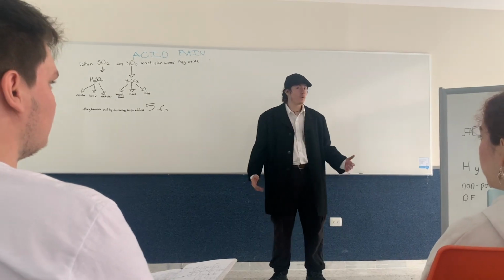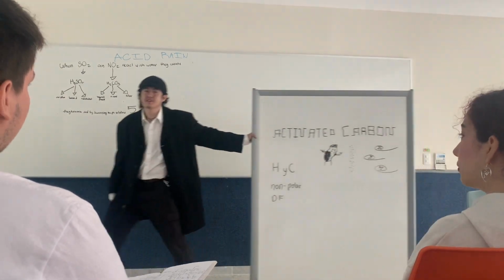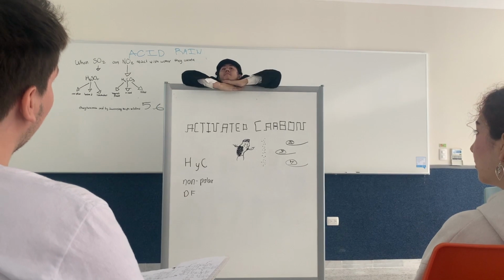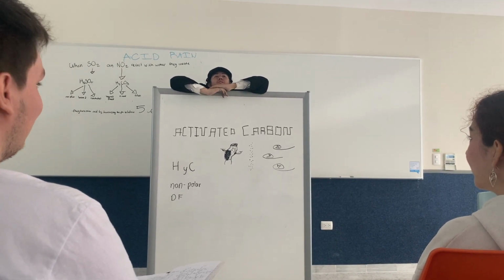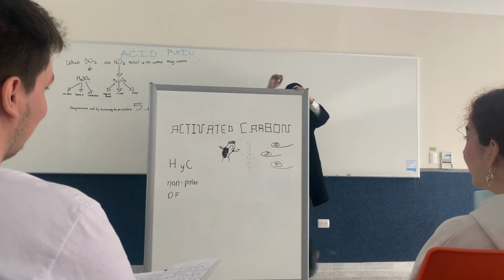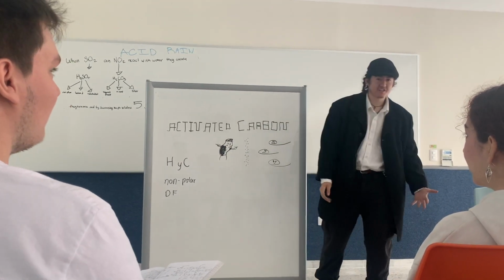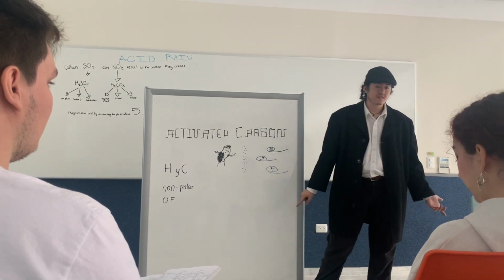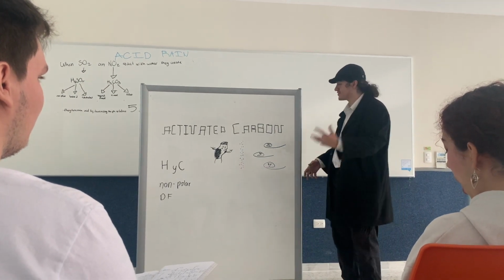But anyways, what is your solution to all of these pollutants? Activated carbon. But why is activated carbon so good? Well, let's talk about it. This guy is mostly made of H and C, which is hydrogen and carbon. It is also non-polar and only has dispersion forces. But it's also a great absorbent, as it's a porous substance.